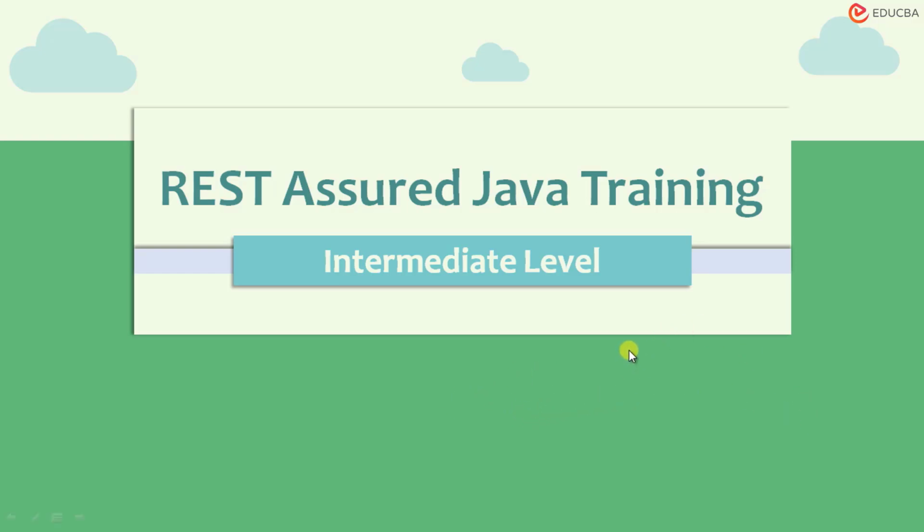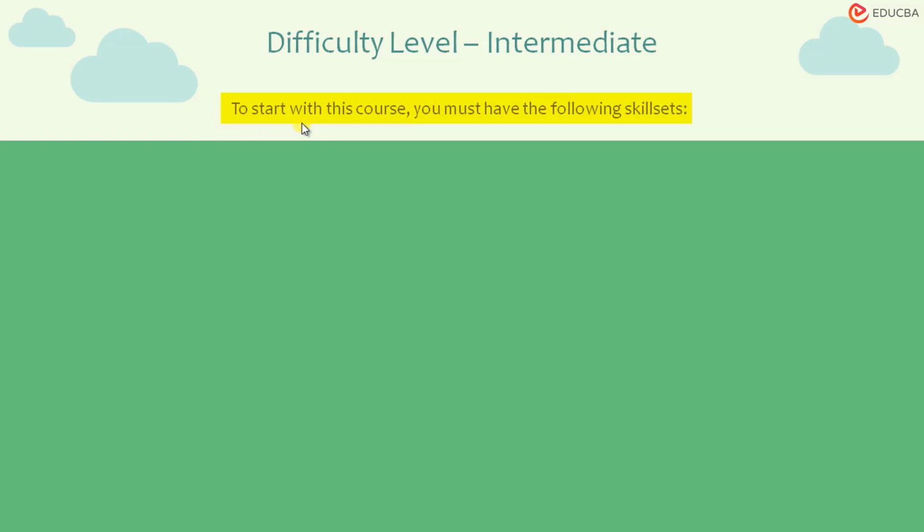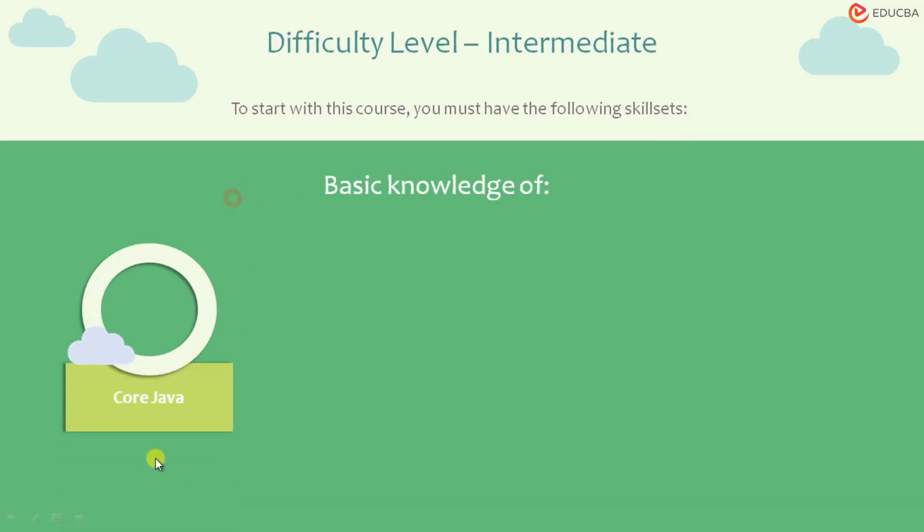So let's begin with this course. The difficulty level of this course would be intermediate level, and to start with this course you must have the following skill sets. These skill sets include basic knowledge of core Java. Since we know the basics, we should have the knowledge of core Java, because working with REST assured Java requires the Java language to write the code.